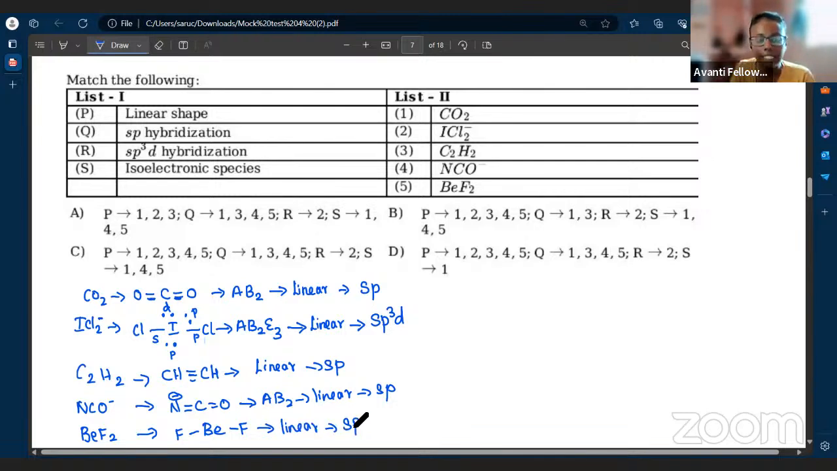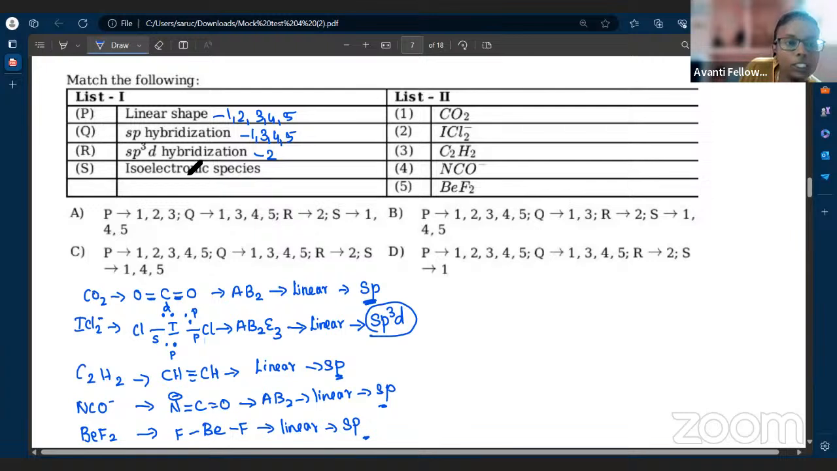Okay, so just match with this now. Which all have the linear shape? All the 5 compounds have the linear shape, so linear shape is for 1, 2, 3, 4, 5. And moving on to sp hybridization: the first one has, the third one has, the fourth one has, and the fifth one has. Only the second one doesn't have sp hybridization. Which has the sp3d hybridization?